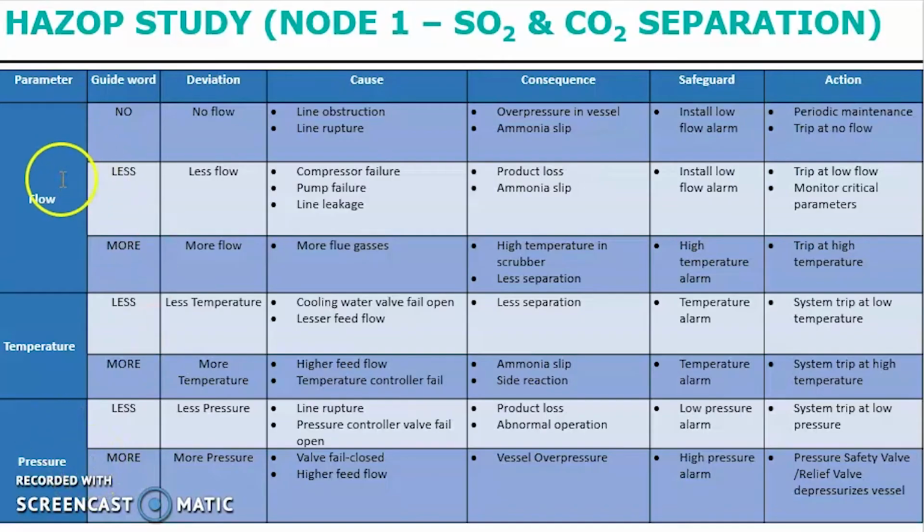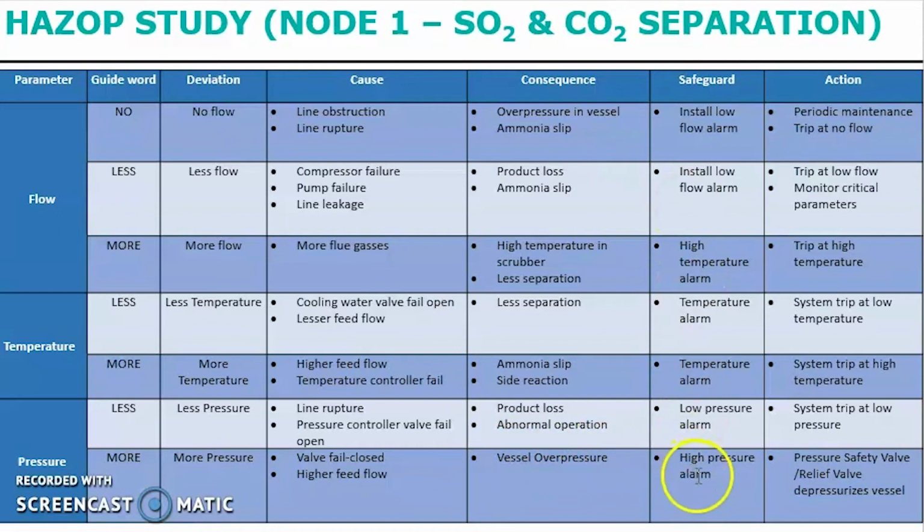For the parameter pressure, guide word more, deviation more pressure means overpressure. The cause might be a valve being half closed, or valve fail closed, sorry. That means there is no way for the material to go out of the vessel, so there is material buildup, or higher feed flow, because more volume will lead to higher pressure. The consequence might be vessel overpressure, and it might lead to vessel rupture.